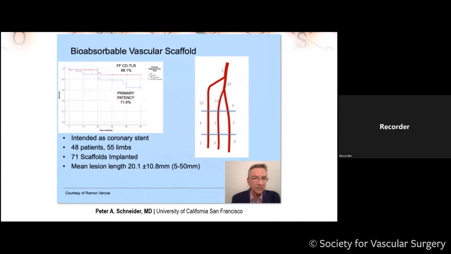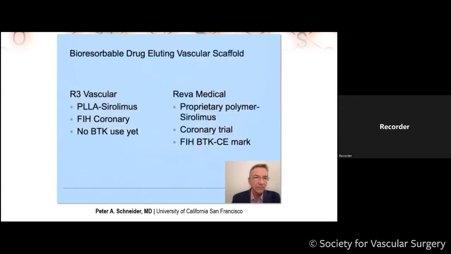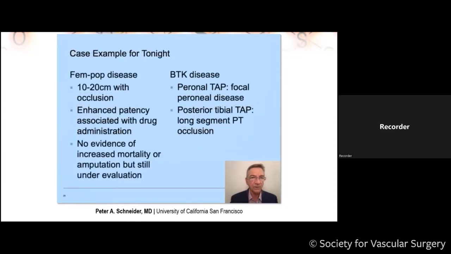But there's been lots of excellent data prior to that randomized trial, and this is from Ramon Varco and his group, showing a 71% patency at 4 years with this device. And there are a couple of other bioabsorbable vascular scaffolds which are in development, R3 Vascular and Reva Medical, both in an early stage. So let's go back to tonight's case example.